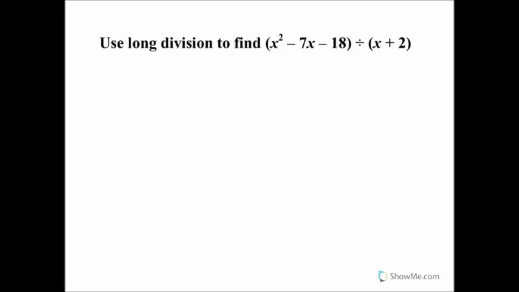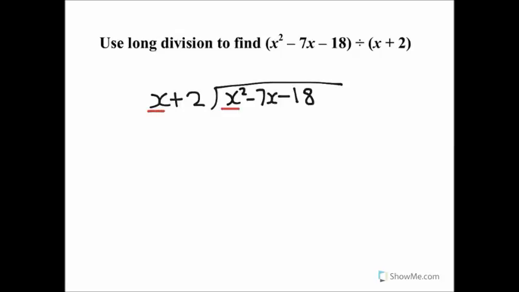Now let's look at how to use long division to divide by something that is not a monomial. So we'll put this number here, and we'll put x plus 2 outside of it. Now, we figure out how many times does x go into x squared? The answer is x. So we'll write in x here.